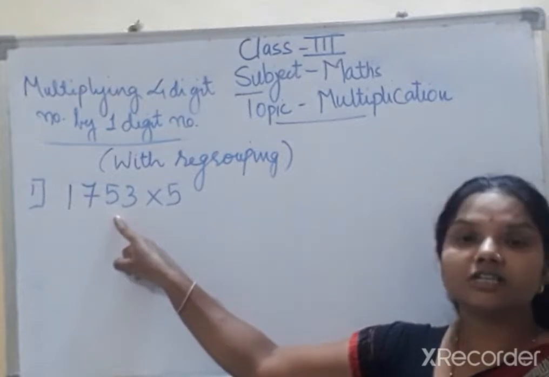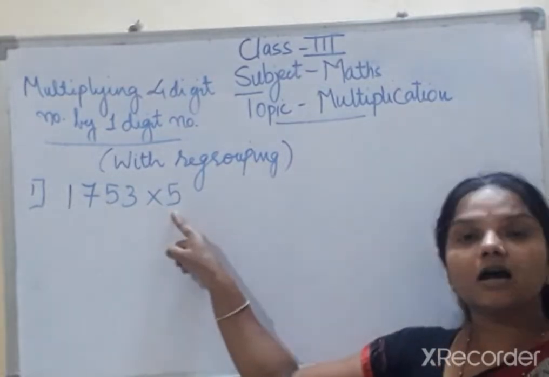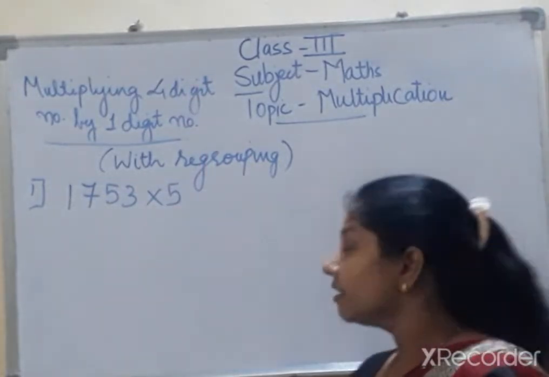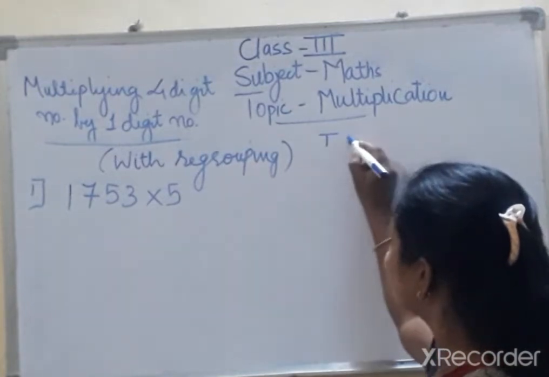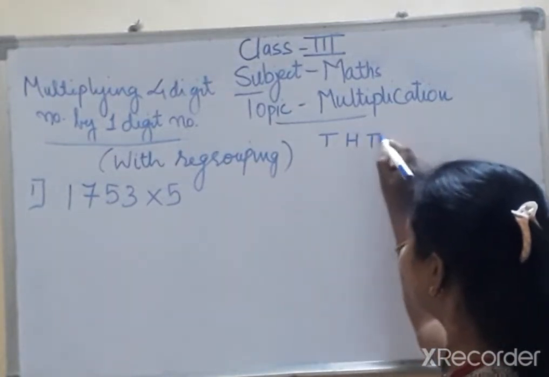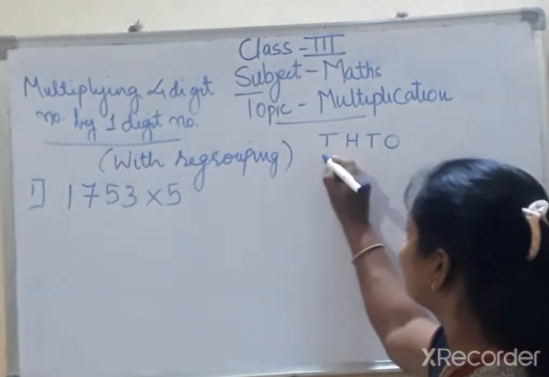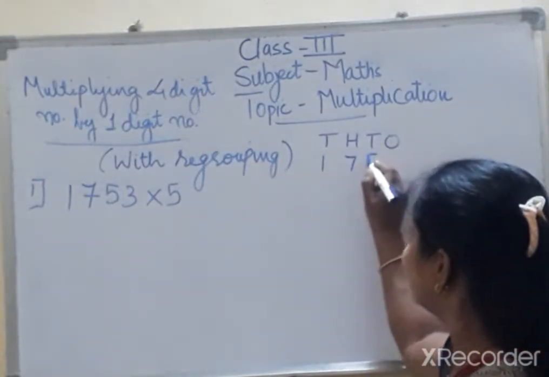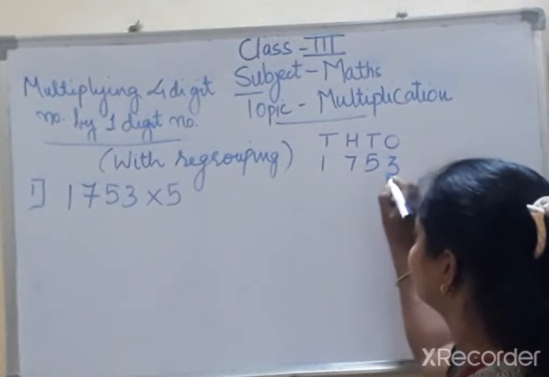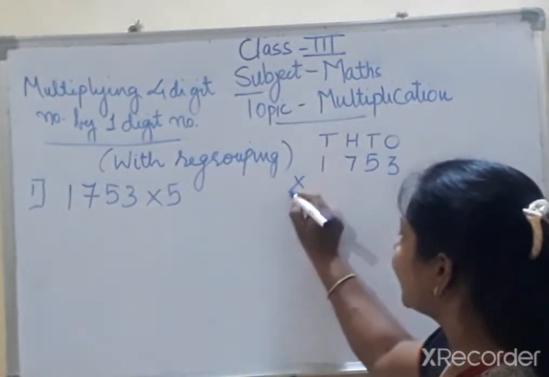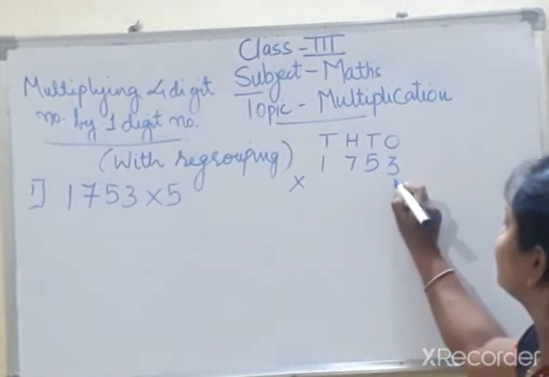1753 is a 4-digit number and 5 is a 1-digit number. So again, first step is make the columns of 1000, 100, tens and ones. Write down the number 1753. You are going to multiply it by 5. So write down 5.